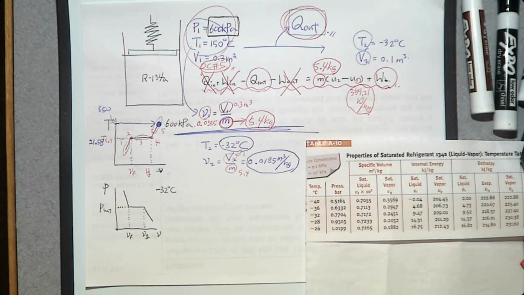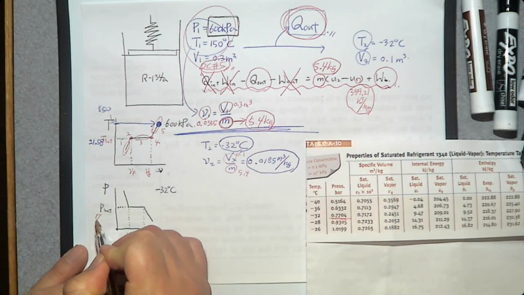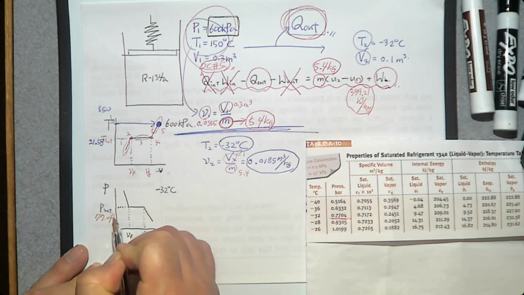So we have minus 32 degrees Celsius. P sat is going to be 0.7704. However, the unit of this pressure is bar, so you want to convert this into kilopascal. By how? By multiplying by 100. So the pressure P sat is 77.04 kilopascal.